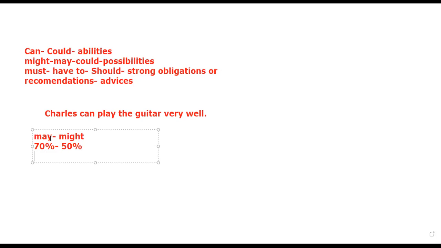Okay, and also may is used for asking about permissions. So do you have any question right now? When do we use might and may when we talk about permissions? No, just may.